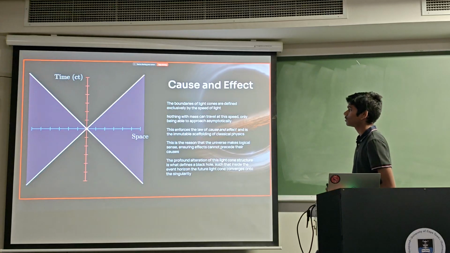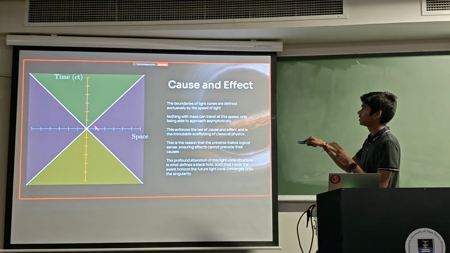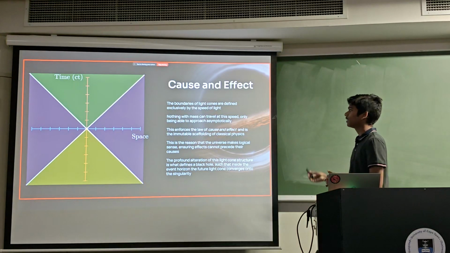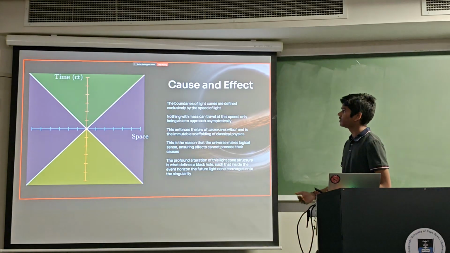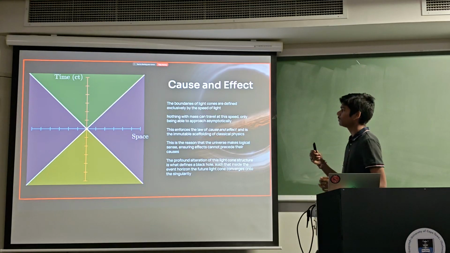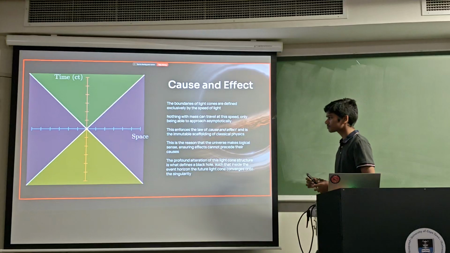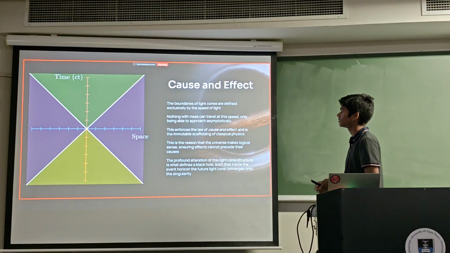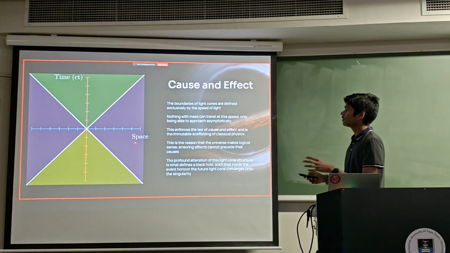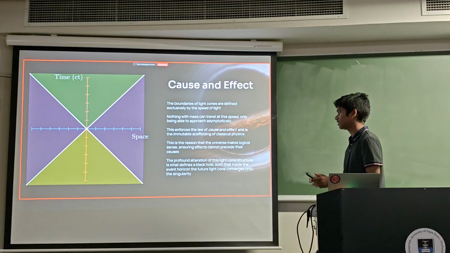This also enforces the law of cause and effect, simply because the boundaries of the light cones are defined exclusively by the speed of light. The X is formed by two light-like world lines, which are moving at the speed of light, and nothing with mass can travel at this speed, as we already know, but it can only approach that speed. So the way this enforces the law of cause and effect is that effects cannot precede their causes. I'll talk a bit more about this during the presentation, but the general idea is that this is the reason the universe makes logical sense, because again, effects cannot precede their causes.